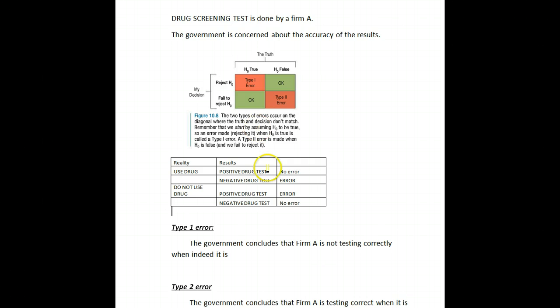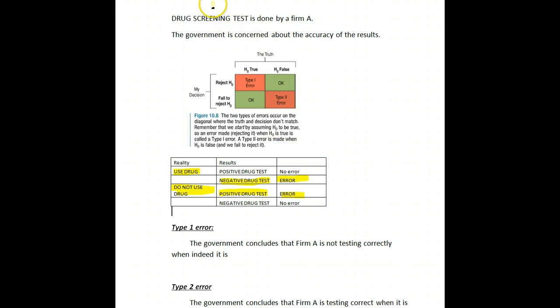So we're interested in this situation here where the person uses drugs and it comes back to say it's negative. The other possible error is the person does not use drugs and it comes back with a positive result. So that's also an error. The other possibility is no drug use is the reality, negative drug test, no error.